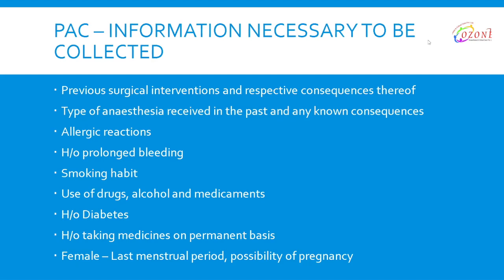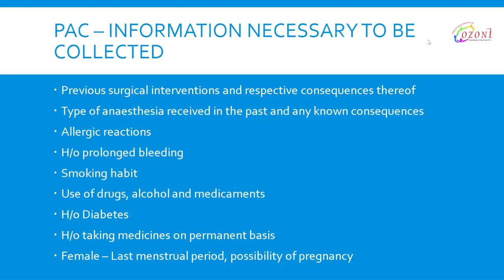Then you can ask whether the person had prolonged bleeding tendencies previously, during extraction of a tooth, or if he had injuries in the past, whether the bleeding was prolonged, so that you come to know regarding the bleeding tendencies. Then you can ask about smoking habits. If he smokes, how much per day, and for how many years. So you can note down so that you can have a rough idea regarding the status of the lungs, which is also useful in the post-operative recovery.